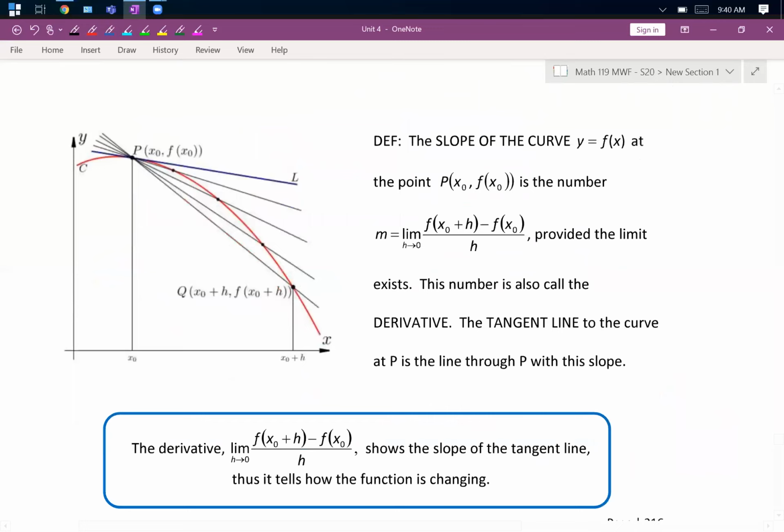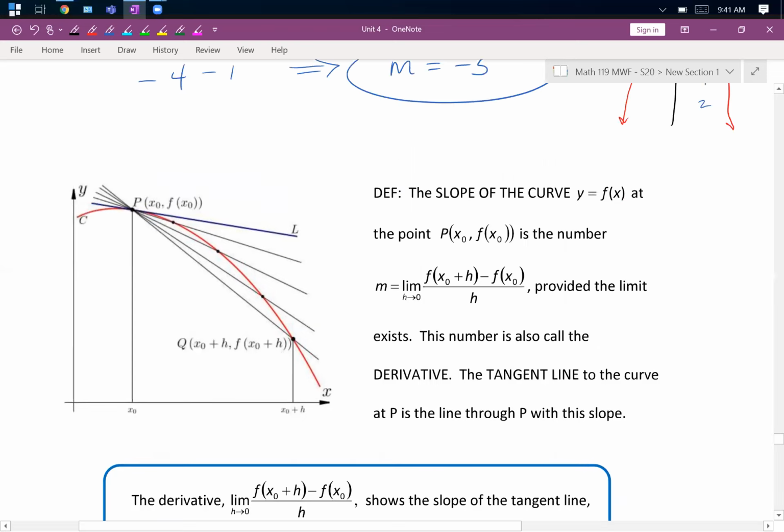The slope of the curve y equals f of x at some point, x sub 0 comma f of x sub 0, is the number m, so it's our slope, as the limit as h approaches 0 of f of x sub 0 plus h minus f of x sub 0 over h, provided the limit exists. This number is also called the derivative. So this is really exactly what we were doing in the previous sections. Maybe section number 2, I think we've even had this exact diagram before.